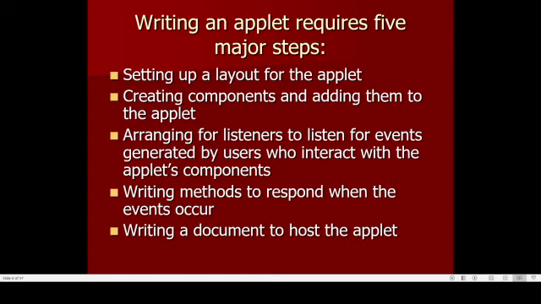Now, how are we going to write an applet? For writing an applet, we require 5 major steps. One is setting up a layout for the applet, creating components and adding them into the applet, arranging for listeners to listen for events which are generated by users who interact with the applet's components, writing methods to respond when the event occurs, and finally writing a document to host the applet. So these are the 5 major steps we need for writing an applet.